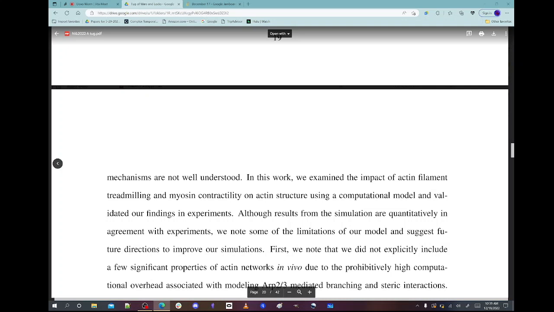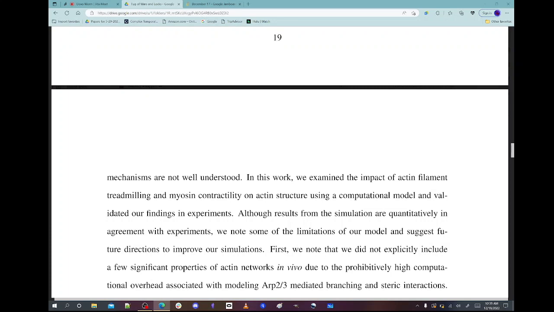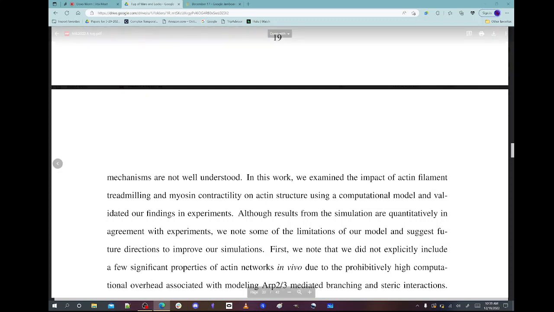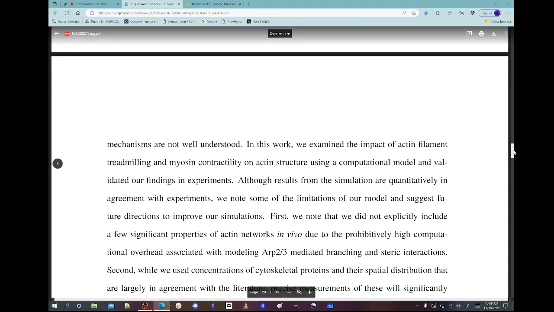these mechanisms are not well understood. In this work, they examine the impact of actin filament treadmilling and myosin contractility on actin structure. Although the results from the simulation are quantitatively in agreement with experiments, there are some limitations of the model. So these simulations, although they agree with experiments and cells, have some limitations. One limitation is that they did not explicitly include a few significant properties of actin networks. So they can only include some of the mechanisms, but not others, and that may have an effect on the results that they have.